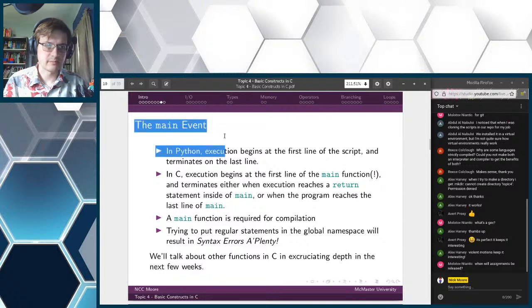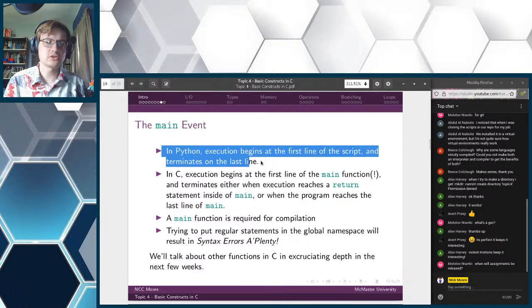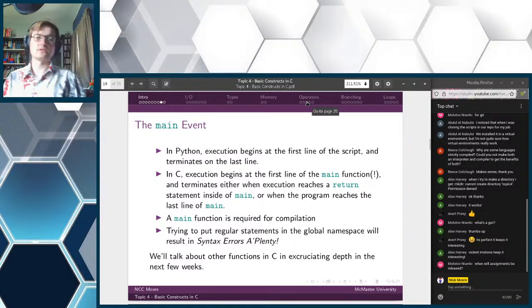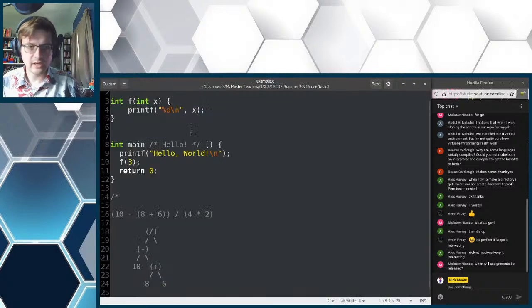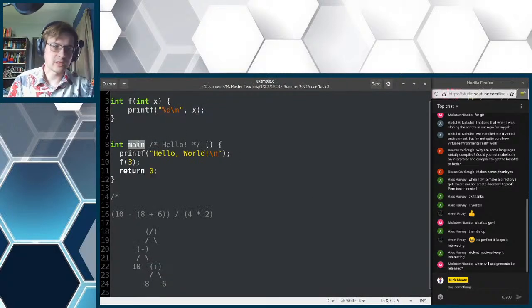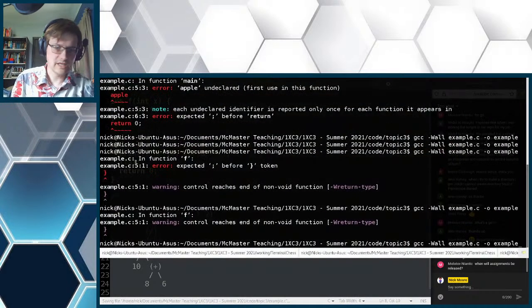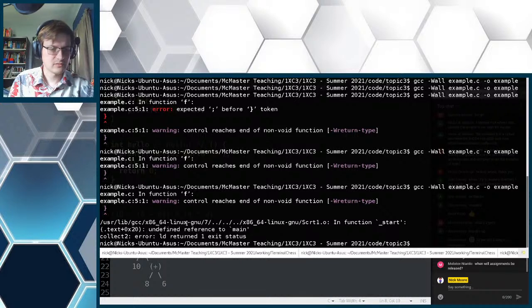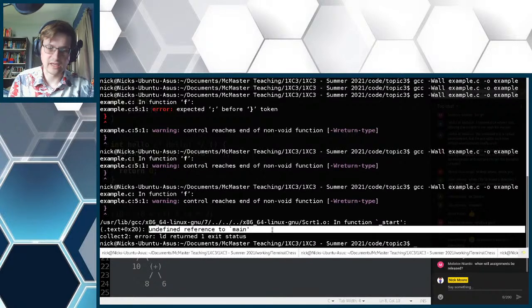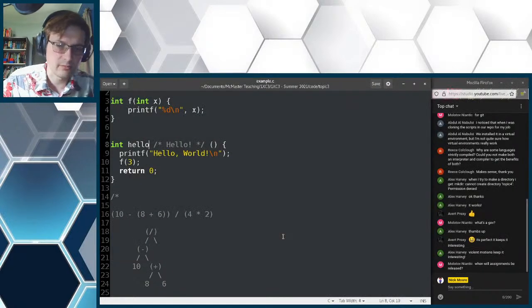So, the main event. In Python, execution begins at the first line of the script and terminates on the last line. In C, execution begins at the first line of the main function and terminates either when execution has reached a return statement inside of main, or when the program reaches the last line in main. A main function is required for compilation. So if I were to take my example program here, call it something other than main, like hello, and attempt to compile that: error, ld returned 1 exit status, undefined reference to main. So we cannot compile a C program without main being in there.